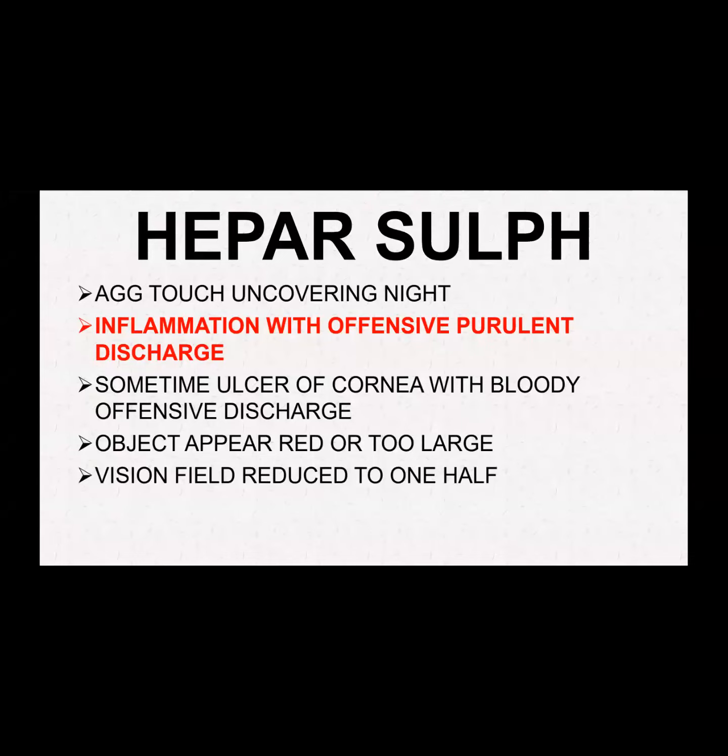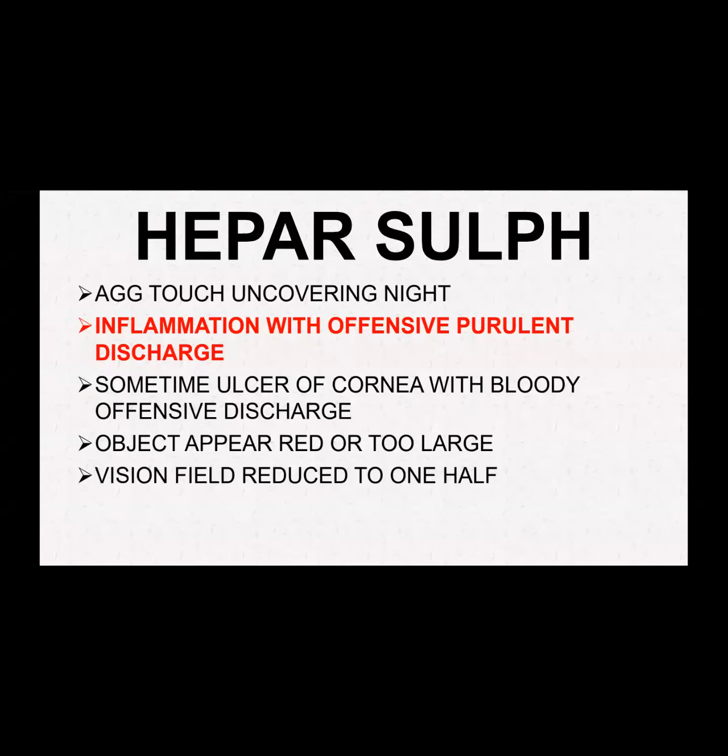So till now we have seen in Hepar that there is excessive, offensive inflammation due to purulent discharge, aggravation from touch and uncovering, and now vision issues start. From now there will be vision issues in the medicine. In Hepar, objects basically appear in a different color, red or too large, and the range of vision is reduced to half.